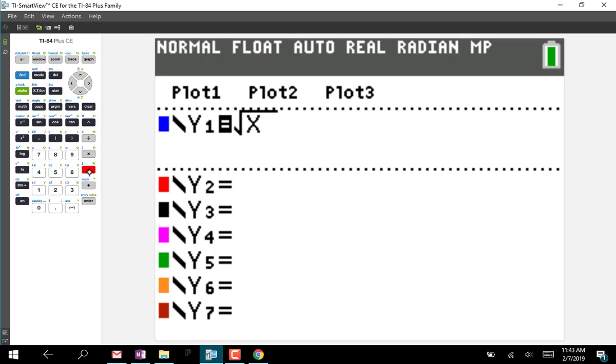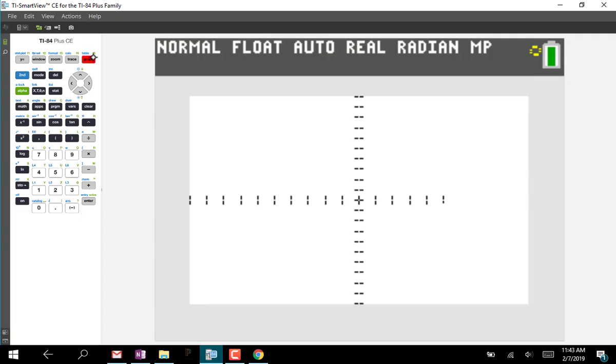Minus 2. Okay, so minus 2. Let's go ahead and graph it and just see what it looks like. Kind of get a visual here. Now again, I'm not looking for super accurate graphs.